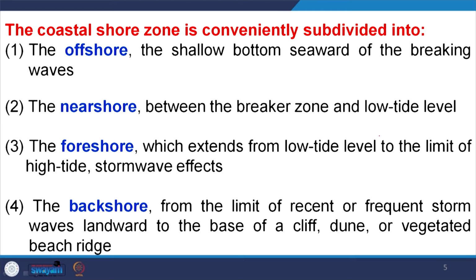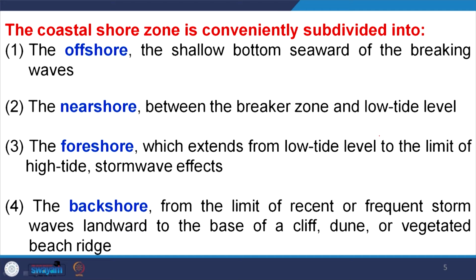Then nearshore, between the breaker zone and the low tide level. The breaker zone is some kilometers away, and then the low tide region, that means when there is low tide, the water level decreases. So, that zone which is confined between the low tide region and the breaker zone is called the nearshore region.